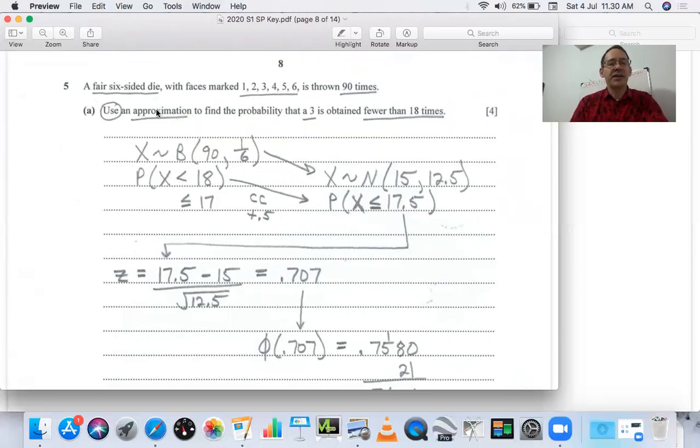Moving on, in this case we're using an approximation. It says a fair 6-sided die, fair means equal chance for each value, with faces marked 1 through 6 is thrown 90 times. Okay, that's your number of trials. Use an approximation to find the probability that a 3 is obtained fewer than 18 times. Now, your number of 3s is fixed.